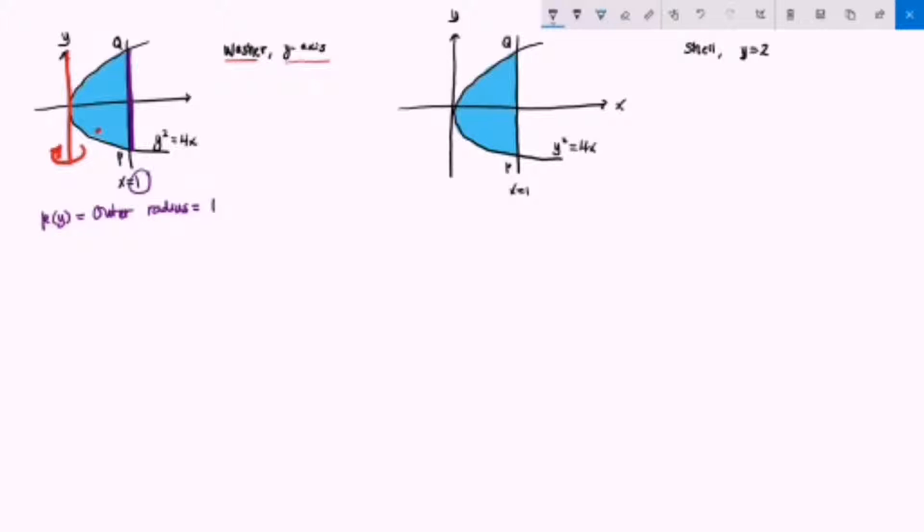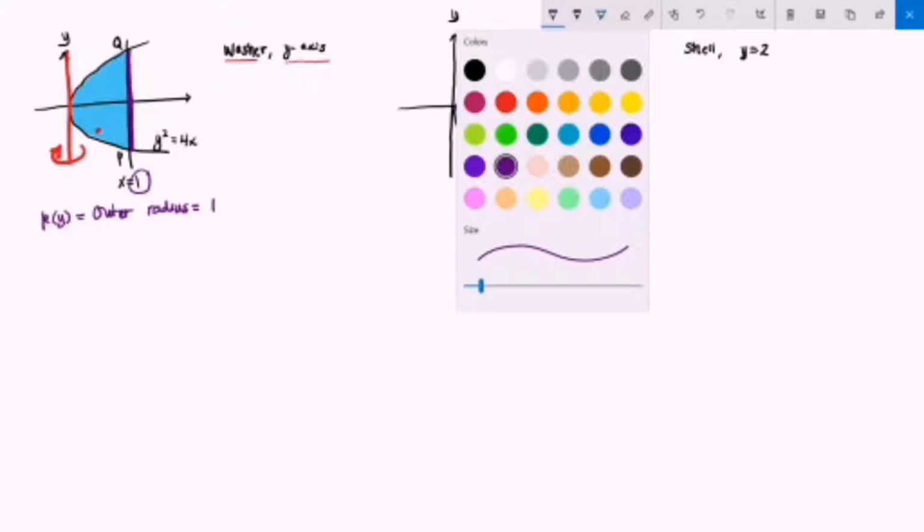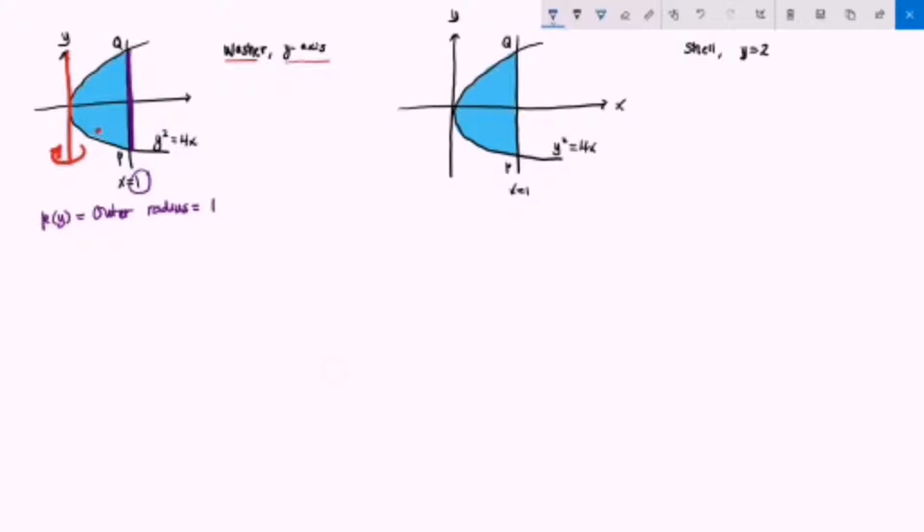But then we have the inner radius. So the inner radius is given by this blue function, all right? So this is the inner radius, labeled as r(y). The function comes from this, but we want to make it in terms of y. So let's first modify this. So x is equal to y squared over 4. So our function is actually y squared over 4.